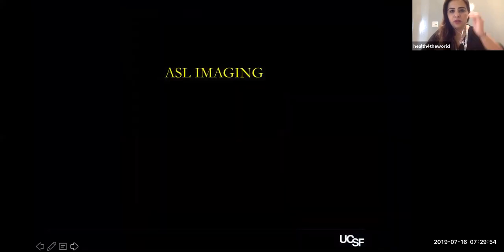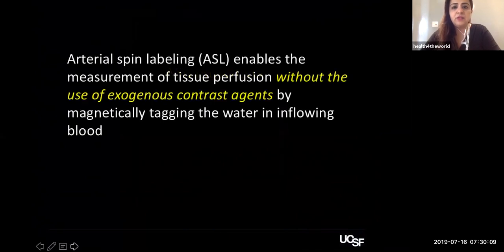So ASL is something very new, and I'll just show a few pictures of that because it's a very simple sequence which can be added to the scanners. I don't know if it's a GE or Siemens scanner or other scanners you have, but it can be added. And it is very good because you do not need contrast. It is basically looking at the tissue perfusion without contrast by magnetically tagging the water in flowing blood. So specifically in stroke, when you're running around and you don't have time, ASL can be really good.